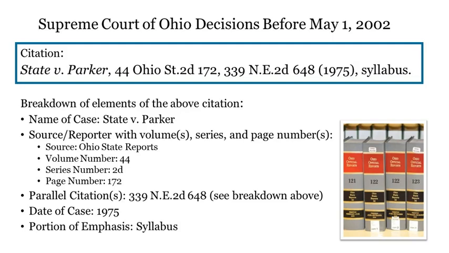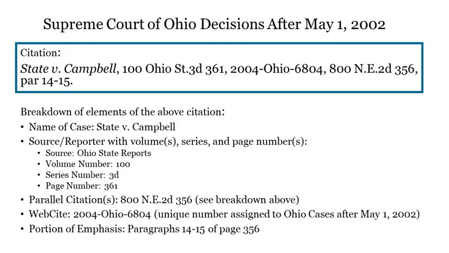Prior to May 1st, 2002, the date of the decision is indicated at the end of the citation. So 1975 here. So let's look at a Supreme Court of Ohio decision after May 1st, 2002. Again, the citation is in the box.